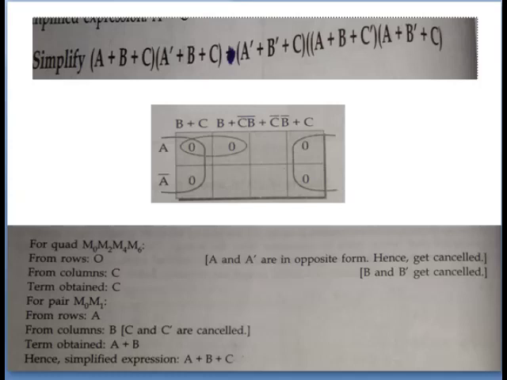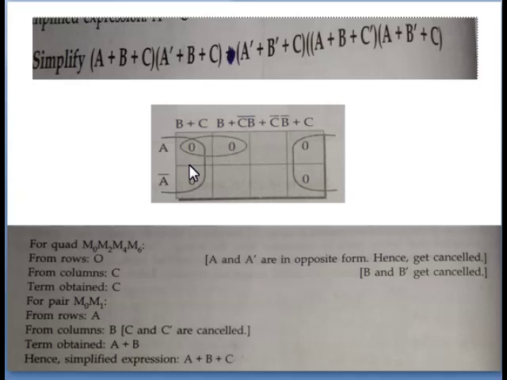So the expression is: (A + B)(A' + B + C)(A' + B' + C)(A + B + C')(A + B' + C). This expression is known as a product of sum expression. All the terms are in sum form, and we are going to find the product. The first step is the same as in sum of product form.